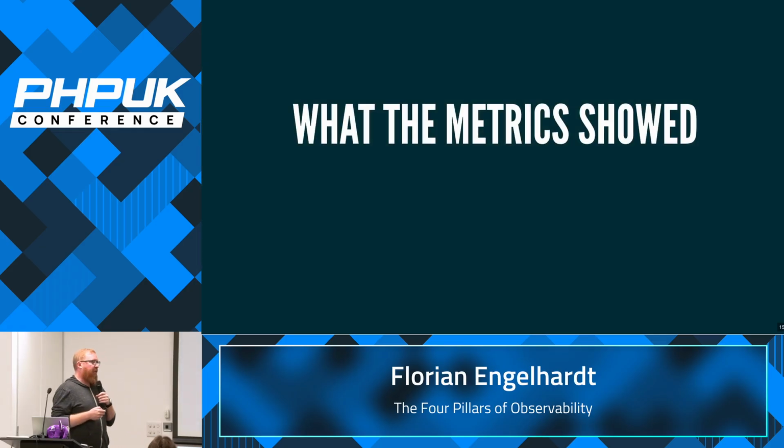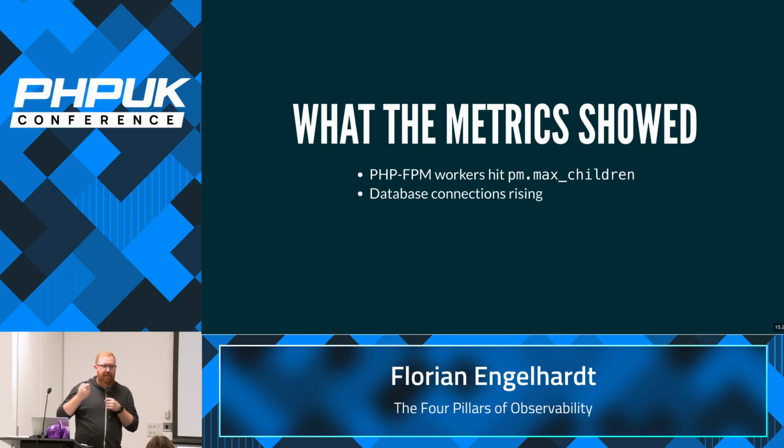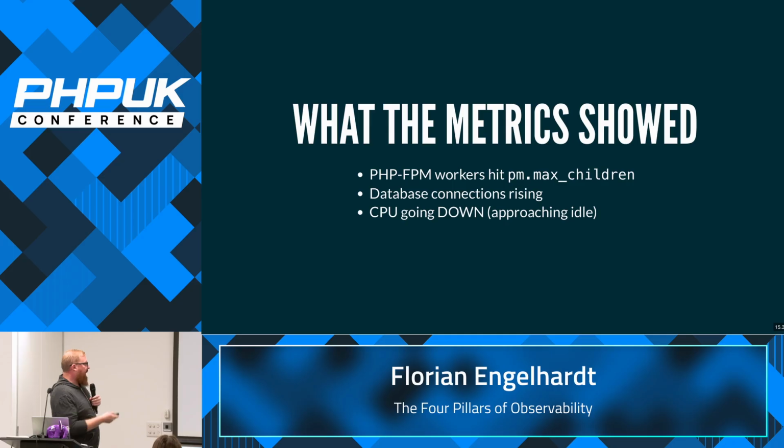We thought that there was maybe a lot of incoming new traffic. So we checked and we saw that the PHP FPM workers hit PM max children. So PHP FPM was not able to spawn new children. We also saw that the database connection was rising, and we immediately thought, well, there's an uptick in incoming traffic, maybe a DOS attack, maybe just the marketing department decided to have a new campaign that is way more successful than they anticipated. But that was not the case, because we were seeing that the CPU was going down and approaching idle on the PHP FPM machines, and also on the database machines, which is very weird.